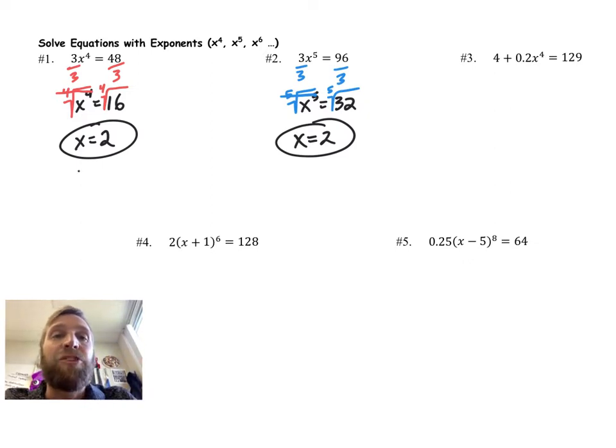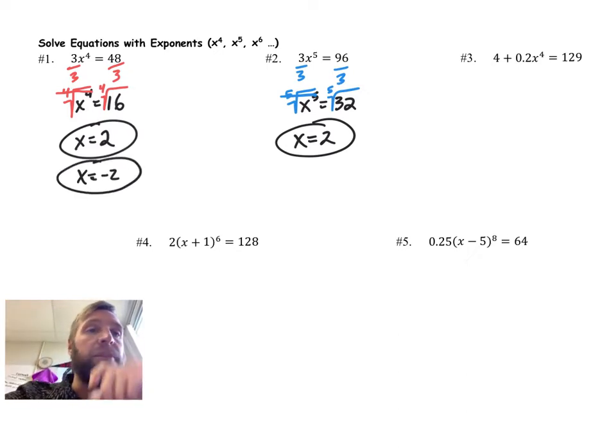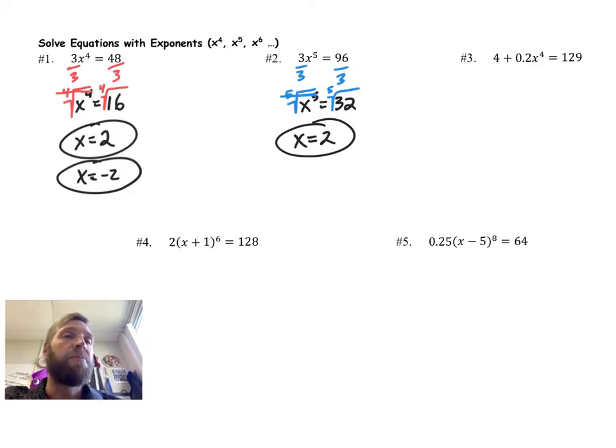So anytime you have an even exponent, make sure you write your two answers. So we got x equals 2. We should also have x equals negative 2, right? Now, does that work for our second problem? No, it doesn't. We don't have a second answer, because if we plug a negative number into the 5th power, because it's an odd amount of times, we'd still have a negative in the problem. Hopefully that wasn't too fast for you, but you can let me know. I can always help you out on the side.